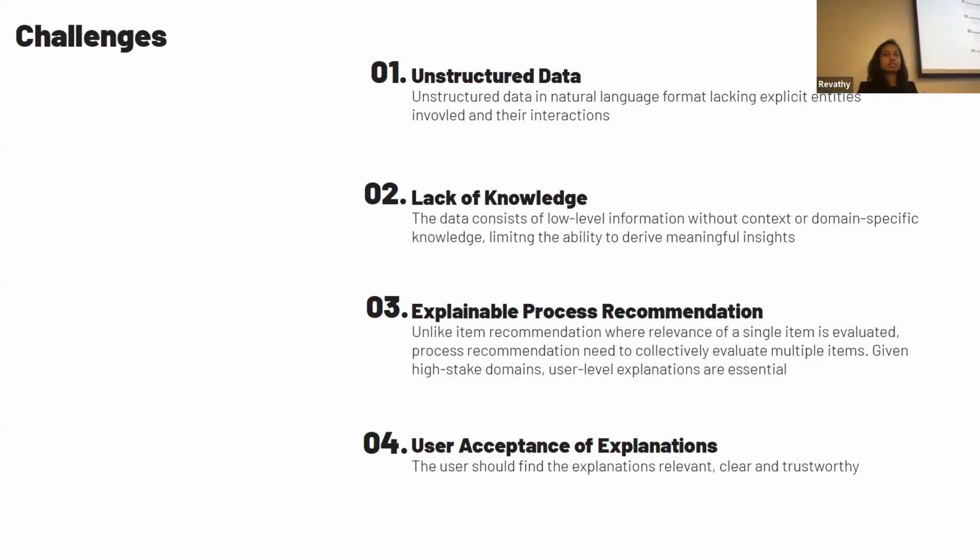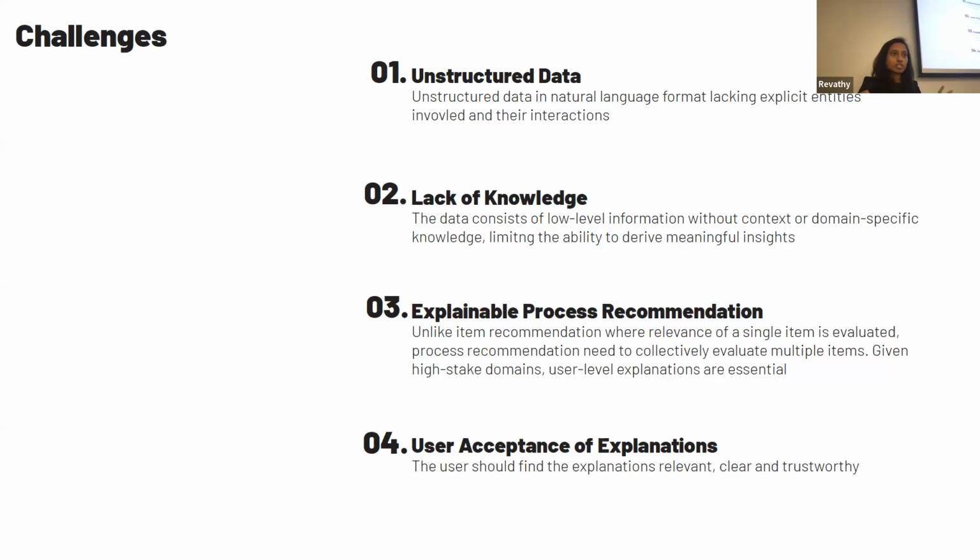The first one is unstructured data, meaning that both in the case of recipes and in the case of AI pipelines, the data is in unstructured format and not structured format. So that is the problem. Both are in natural language text. For example, every published paper is an AI pipeline.